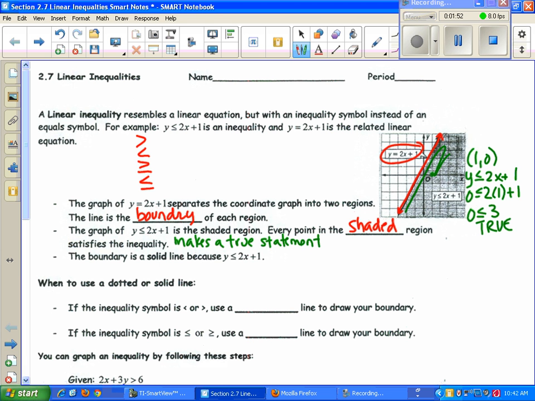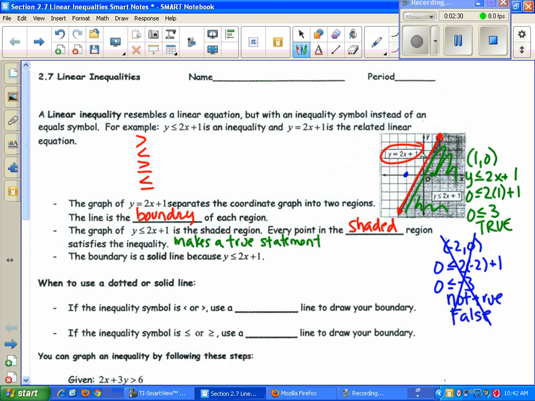So any point that I pick in this shaded region will always satisfy the inequality and make a true statement. Whereas if I were to pick a point on the other side, such as negative 2, 0, and plug it into my inequality, 0 is less than or equal to 2 times negative 2 plus 1. 0 is less than or equal to negative 4, plus 1 is negative 3. Notice that this is not true, which means it's false. So that's why it was not part of our solution set.